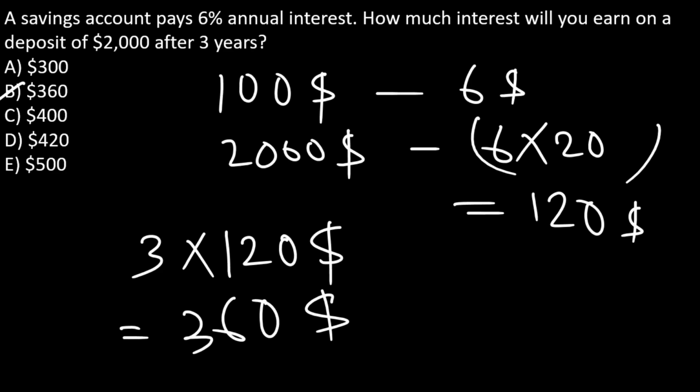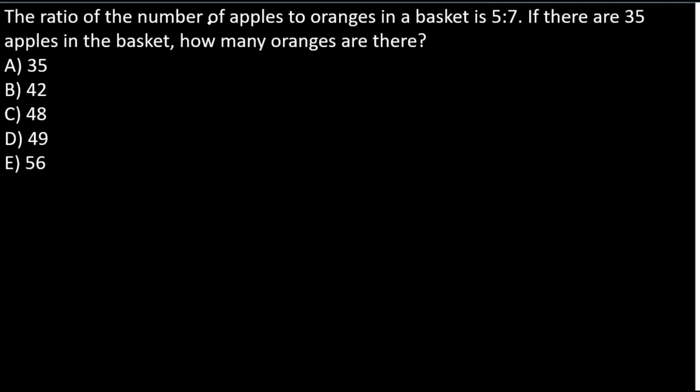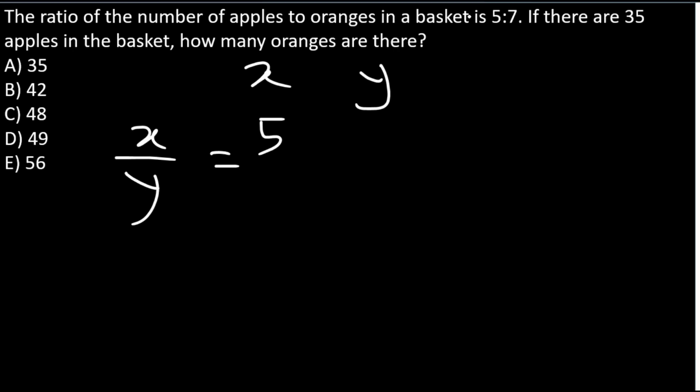Now come to another problem. The ratio of the number of apples and oranges in a bucket equals 5 over 7. Now the number of apples will be X and the number of oranges will be Y. If there are 35 apples in the basket, how many oranges are there?